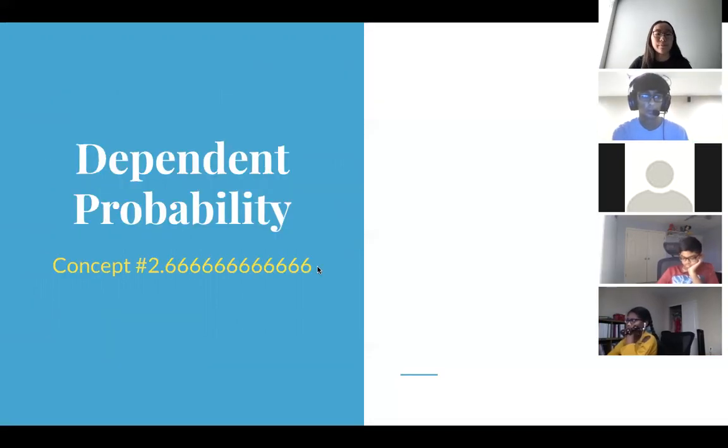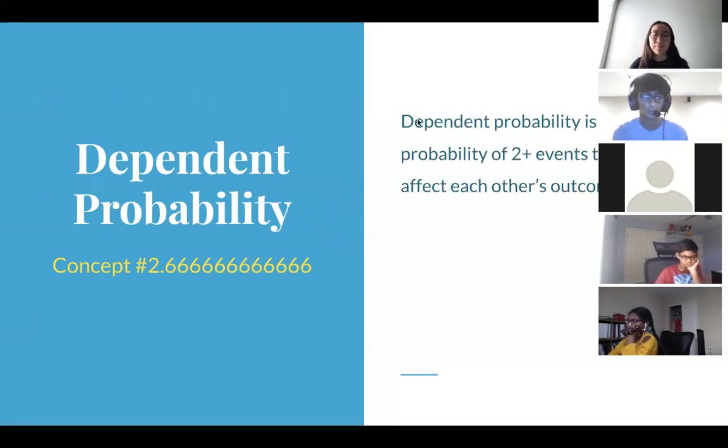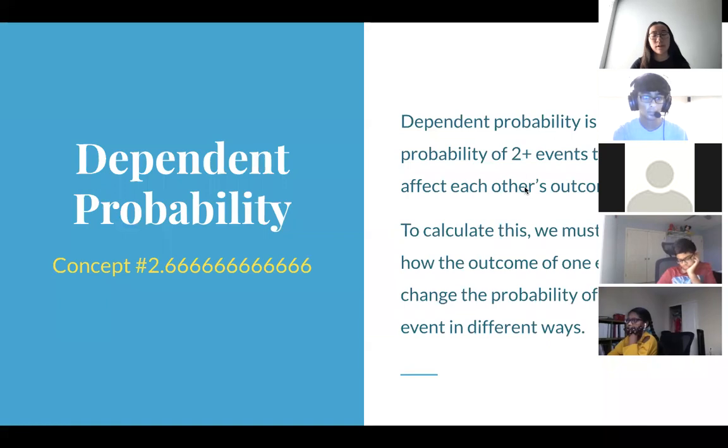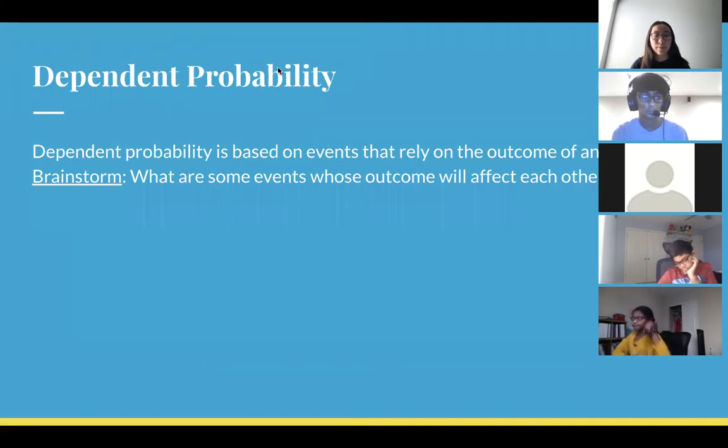Okay, so let's continue on to dependent probability, which is the probability of 2 or more events happening, and those events do affect each other's outcome. So if we're calculating dependent probability, we have to consider how, if one event happens, that's going to change the probability of the other event. So dependent probability is based on events that rely on the outcome of another event. So brainstorm some events that fall under this category.